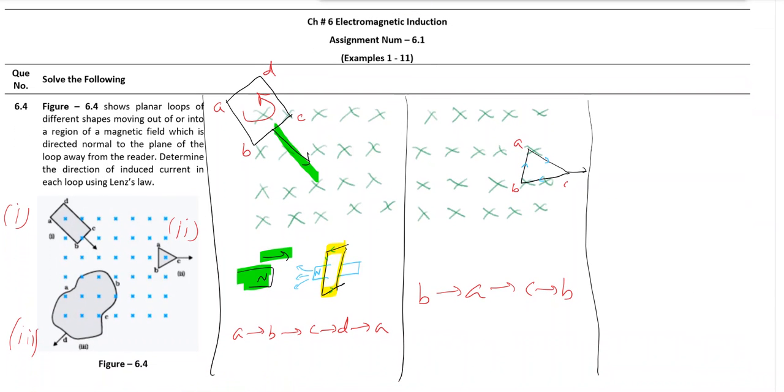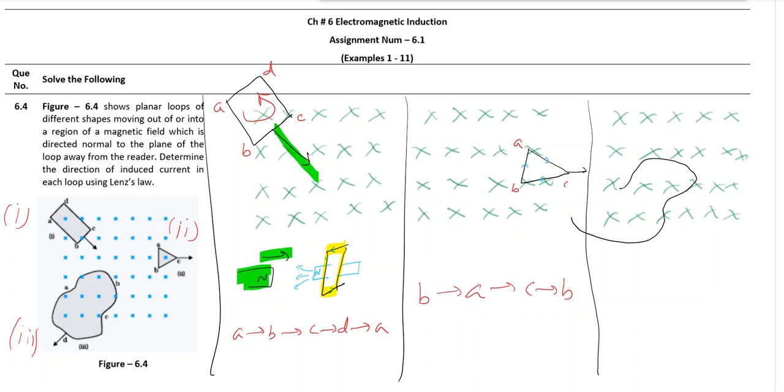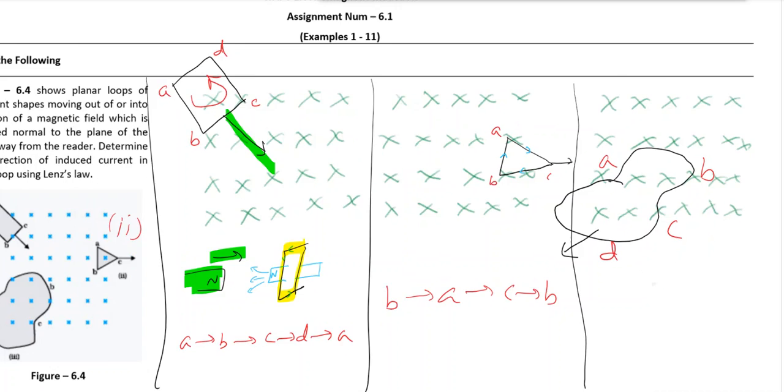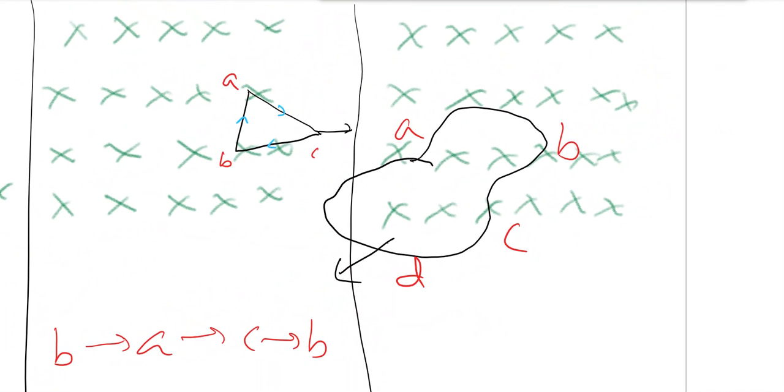Now in the third case, the shape of the loop is irregular, but as I said, the shape of the loop is not important. The nature of change in flux is important. So what we are doing, the irregular shaped loop is taken out. This is how we have the loop, and it is pushed out, and now we mark these points as A, B, C, D. Again, in this case, the flux linked with the loop will decrease if you take it out, and hence the loop will feel as if the north pole is going away.